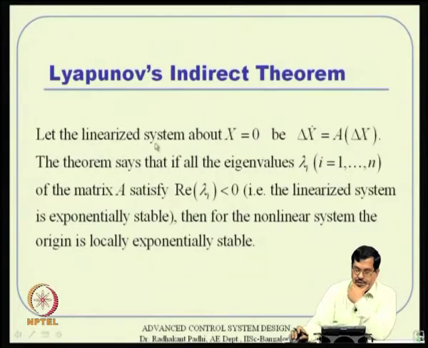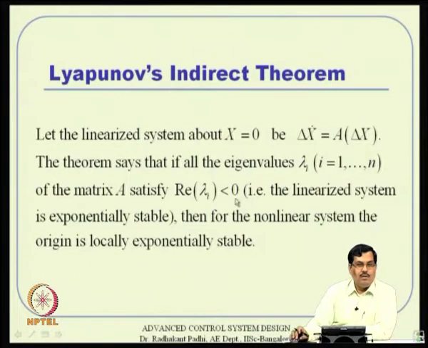This theorem tells us that we linearize the system about the equilibrium point, whatever nonlinear system we have, and we get delta x dot equal to A times delta x, by linearizing the original nonlinear system about the equilibrium point. Then this theorem says that if all the eigenvalues lambda i of this matrix A satisfy the left hand side property, that means the real part of all lambda i is less than 0, so the linearized system is exponentially stable, then for the nonlinear system, the origin is locally exponentially stable as well.